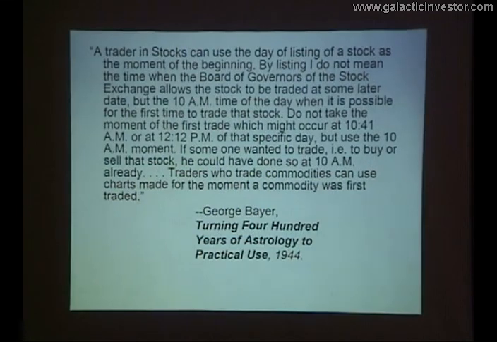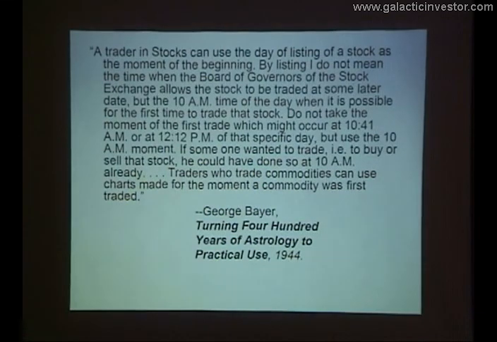Do not take the moment of the first trade, which might occur at 10:41 a.m. or 12:12 p.m. of that specific day, but use the 10 a.m. moment. If someone wanted to trade, i.e. to buy or sell that stock, he could have done so at 10 a.m. already. Traders who trade commodities can use the charts made for the moment a commodity was first traded. So that's what a first trade chart is. It's set up for that moment.